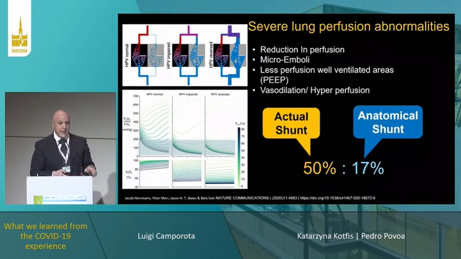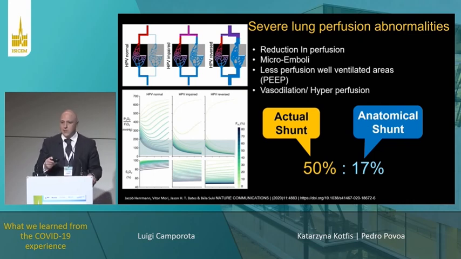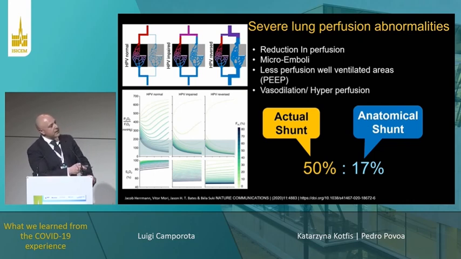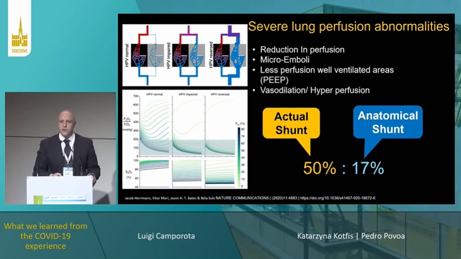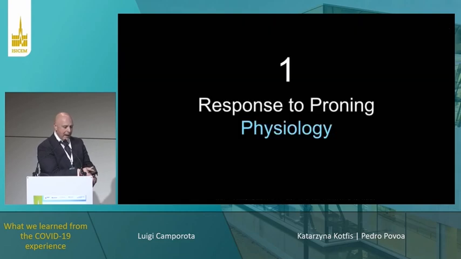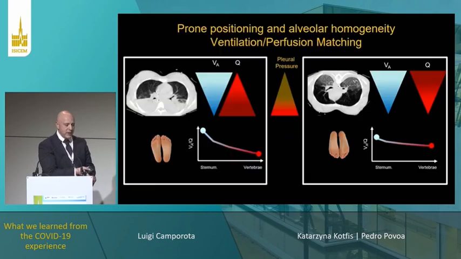And this is just a modeling idea, but it's very interesting because when you compare patients with an anatomical shunt based on CT scan, calculated at about 17%, when the shunt fraction was calculated based on gas exchange, that was more similar to 50%. So there was a threefold increase in shunt fraction, which was due to a pulmonary vascular abnormality. So let's see what happens in a prone position during COVID-19.